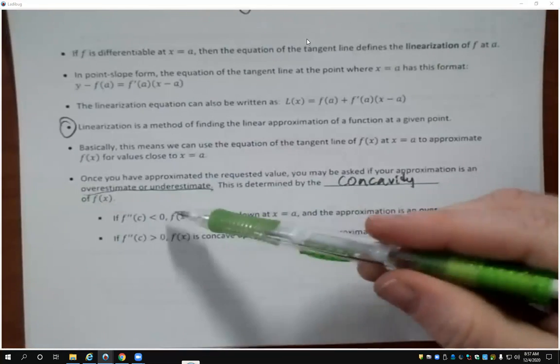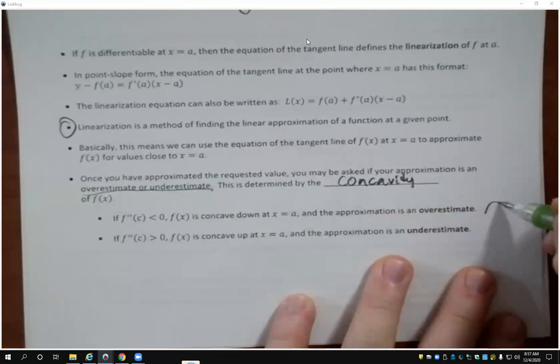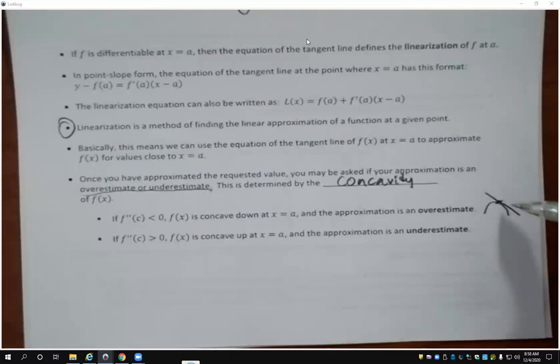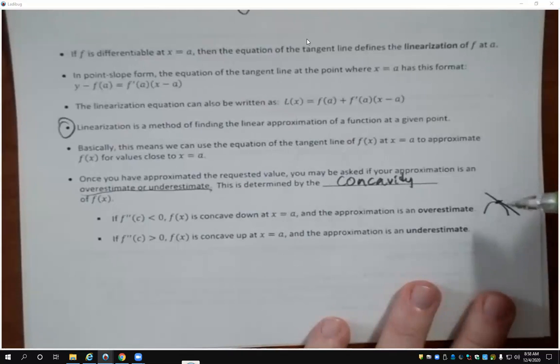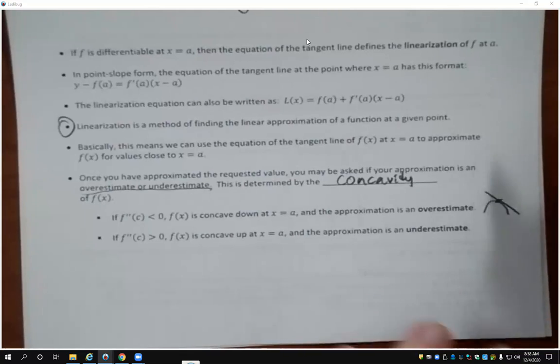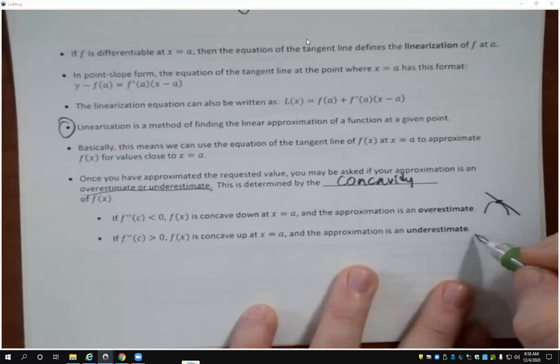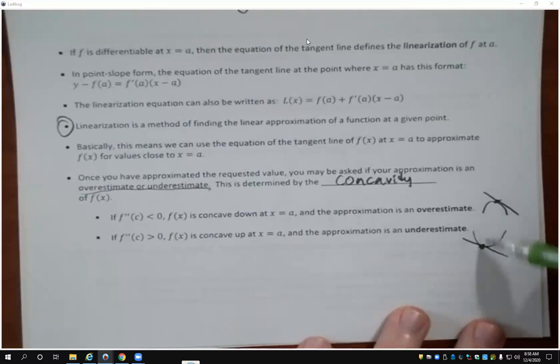If we are concave down, I'm just going to draw a tangent line at some given point. If we are concave down, then we are an overestimate because our line is above our f of x, g of x, whatever our original function is. If we are concave up, we draw a tangent line here, and our tangent line is below our function, so we're going to be an underestimate of the actual value.